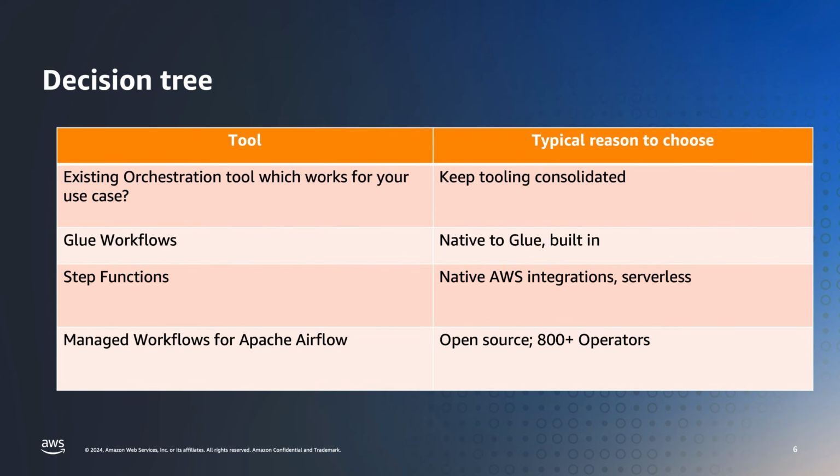So in summary, what's the right orchestration tool for you to use? If you have an existing ETL tool that fits your needs, consider keeping it. If not, customers like Glue Workflows because it's native to Glue. Customers sometimes use Step Functions because of its large set of native AWS integrations and its completely serverless architecture. And other customers prefer to use Managed Workflows for Apache Airflow because of its rich operator ecosystem, extensibility, and native ETL pipeline features like backfills and SLAs.